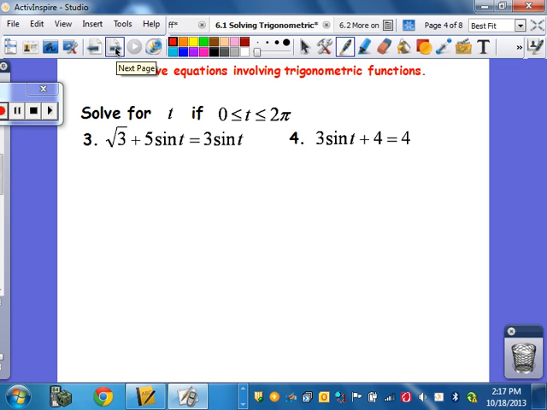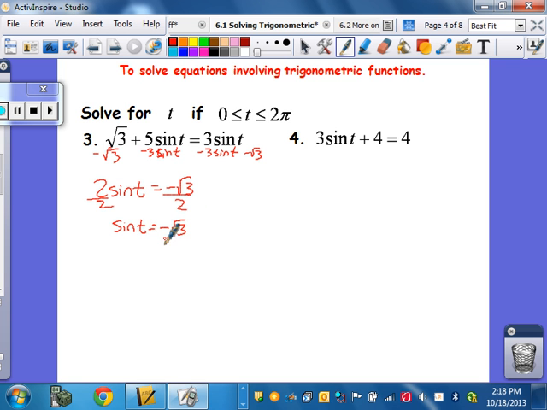Okay? Now, there are scenarios in which you don't have all your signs combined. It's no different than if this was like an x and an x. You guys would want to get all of your variables on one side and the random numbers on the other. Okay? So I would subtract 3 sine t from both sides. And then I'm also going to subtract the square root of 3 at the exact same time just to save myself some room. And I would get 2 sine of my angle equals negative square root of 3. Divide that by 2. So I end up getting sine t equals negative square root of 3 over 2.